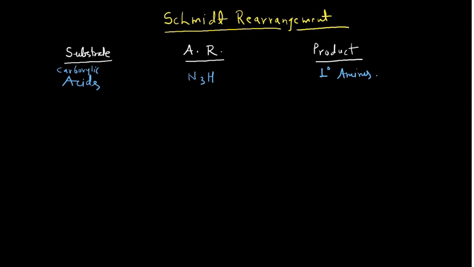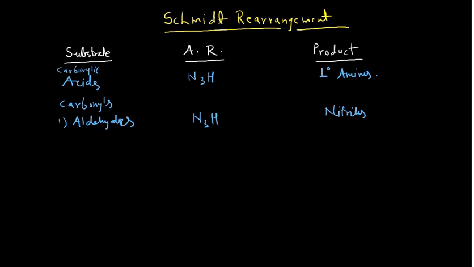Then you may have your carbonyls. So second, you may have your carbonyls. These could be your substrate. In the carbonyl, first you can have your aldehydes. So I can write aldehydes here. In case of the aldehydes, if you are taking, say, hydrazoic acid, then it will end up in the nitriles, or you can say the cyanides.